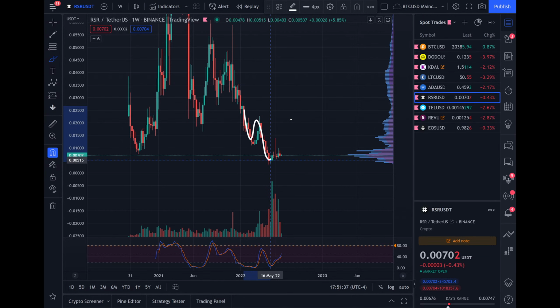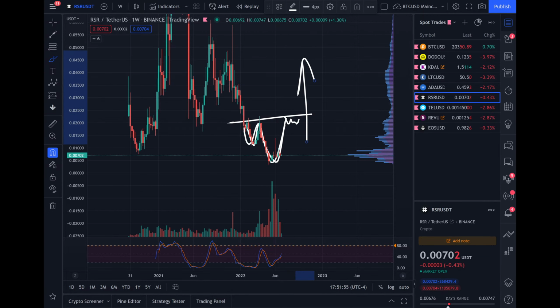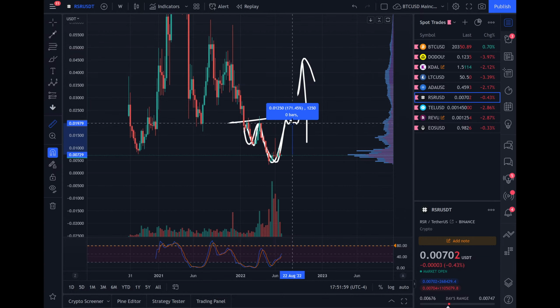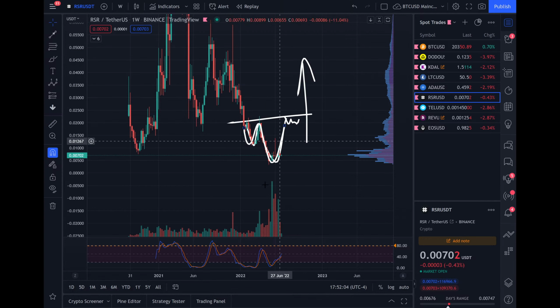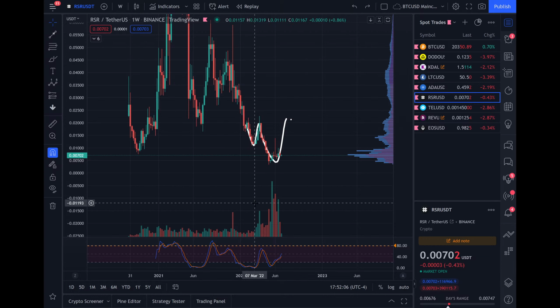Okay? So we see something like this. And that gives you this nice W pattern, okay? So Reserve Rights, something like 2 cents, and then a little consolidation, and then a pop, okay? So I can see that happening in Reserve Rights, and that's very nice, 200%. I can see that, okay? It's volatile enough. And yeah, I don't see that taking too long.